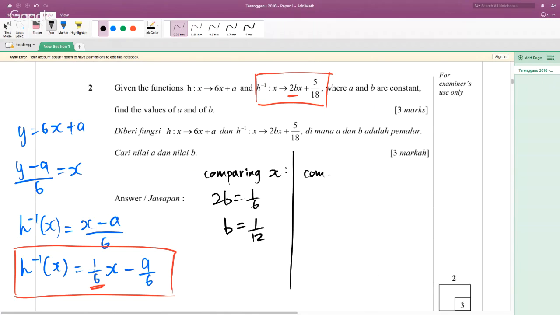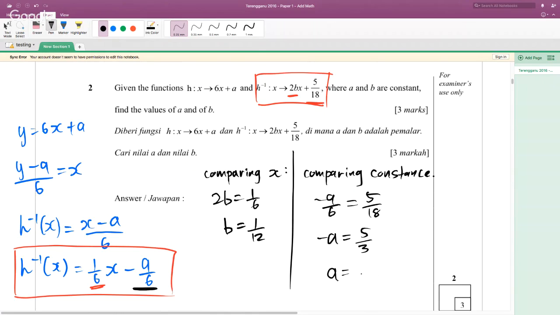Then I compare the constant, meaning the term without the x. The constant term over here is 5 over 18, and this one is negative a over 6. So negative a over 6 equals 5 over 18, so negative a equals 5 over 3. Basically a equals negative 5 over 3. I hope I don't make any careless mistakes here. If you find any mistake, please let me know.